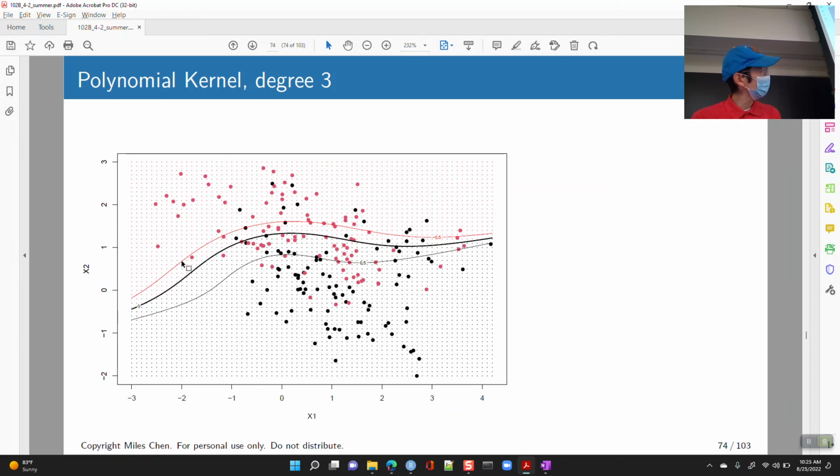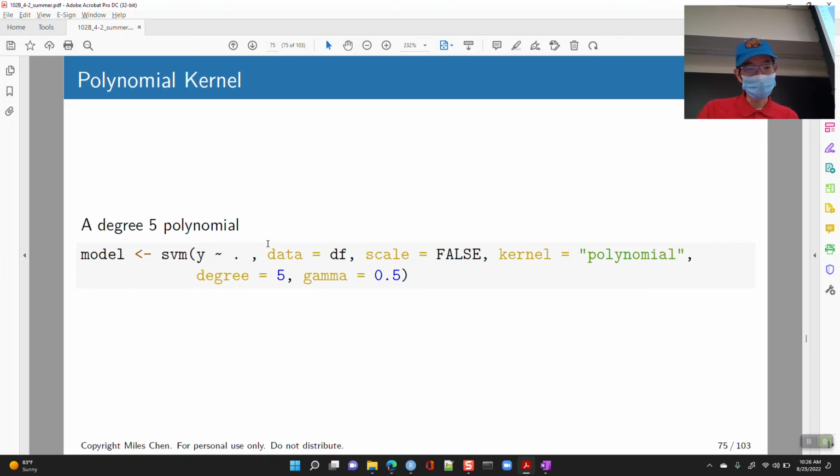Now, I have the dark line, which is the center line, and then these thinner black and red lines, which are parallel hyperplanes in the higher dimensional space. They're not quite parallel when we look at their shadows in 2D, but in the higher dimensional space, they are actually parallel. And this kernel visually doesn't seem to be doing a good job.